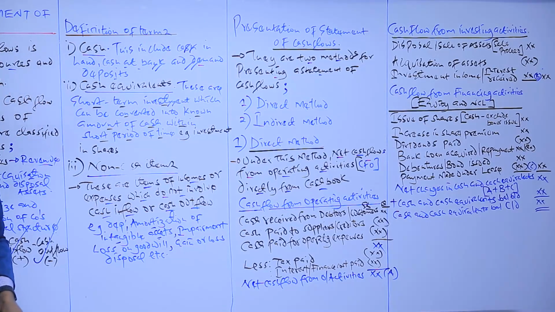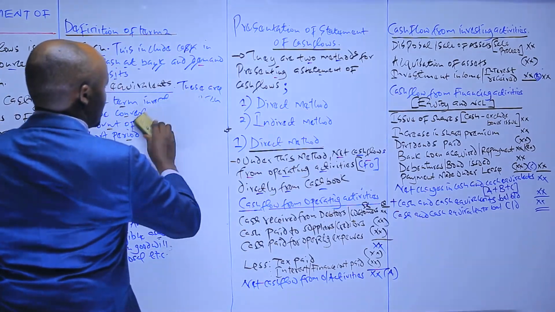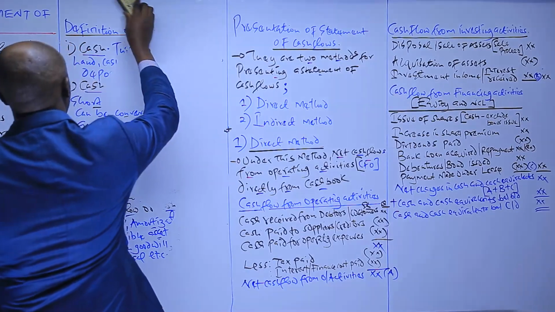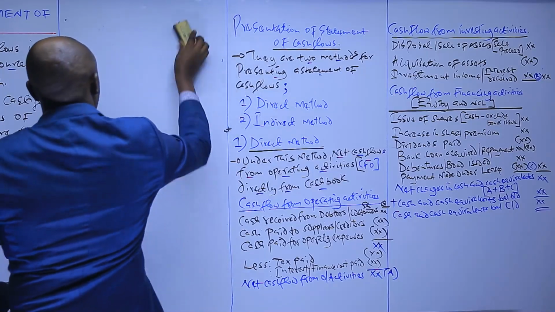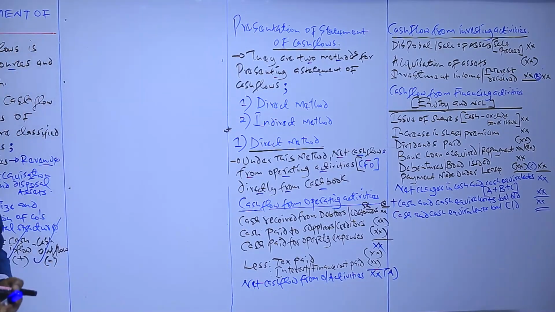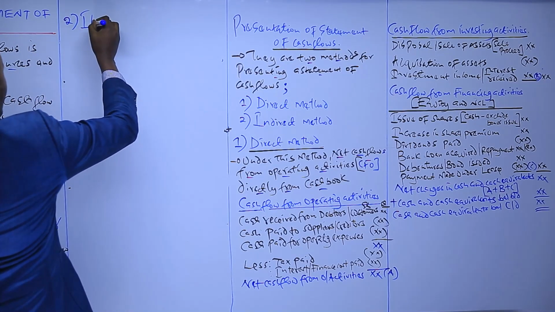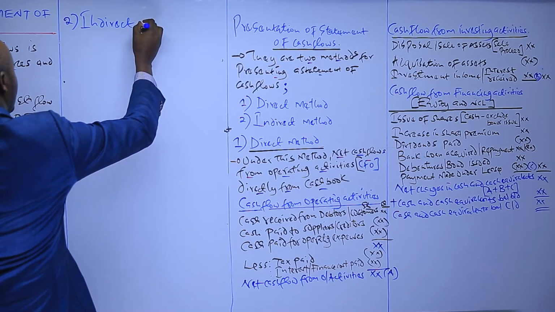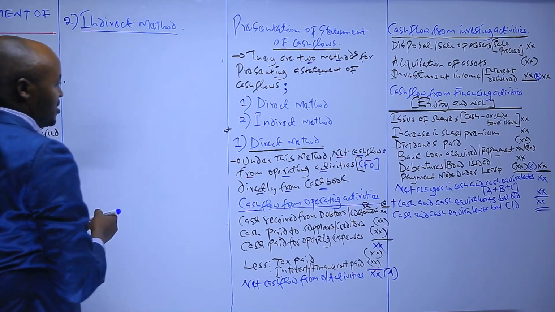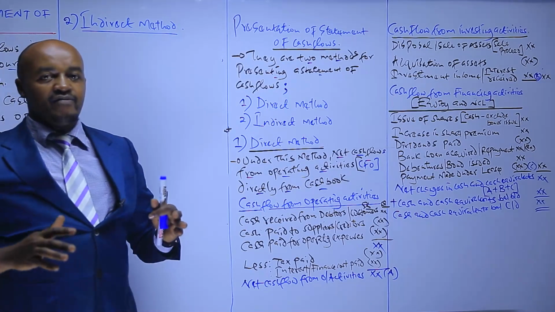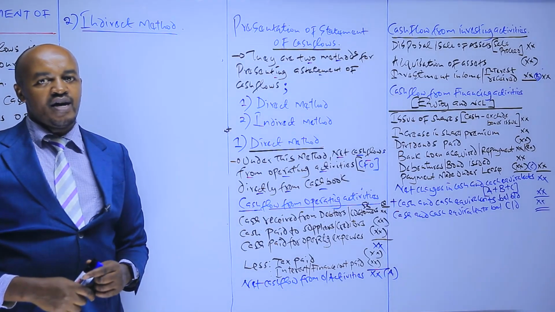So therefore, I want us to look at how we determine the CFO, the net cash flow from operating activities, using the second method here, and that is the indirect method. So let's look at the indirect method. Indirect method number 2. And how do we determine now the CFO? How do we determine the net cash flows from operating activities using this particular method?